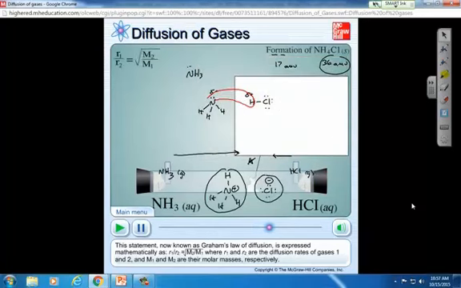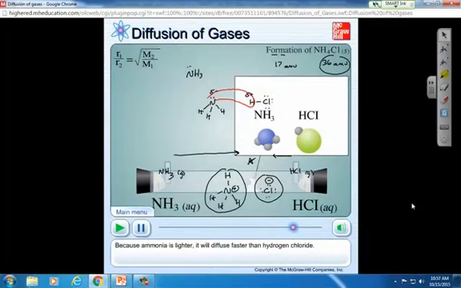This statement, now known as Graham's law of diffusion, is expressed mathematically as R1 over R2 equals the square root of M2 over M1, where R1 and R2 are the diffusion rates of gases 1 and 2, and M1 and M2 are their molar masses respectively. Because ammonia is lighter, it will diffuse faster than hydrogen chloride.